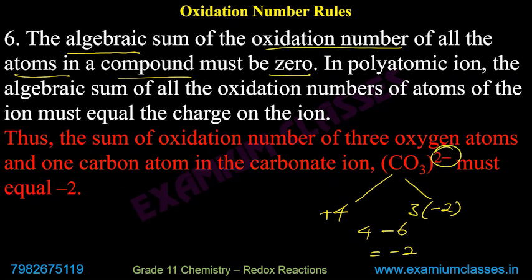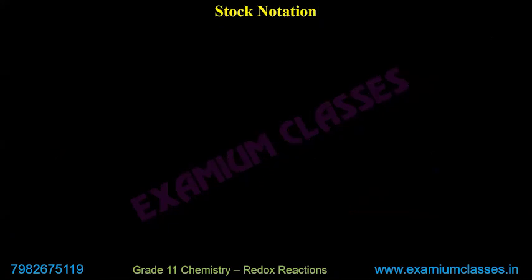So the sum of oxidation states in the case of polyatomic ions, CO3 is a polyatomic ion. There is more than one atom in this ion, so that's why it is a polyatomic ion. So the sum of oxidation states will be the charge. And it is actually the same thing for molecules. Molecules do not have a charge, that's why it is 0 in that case.